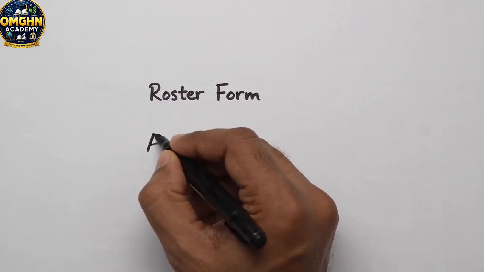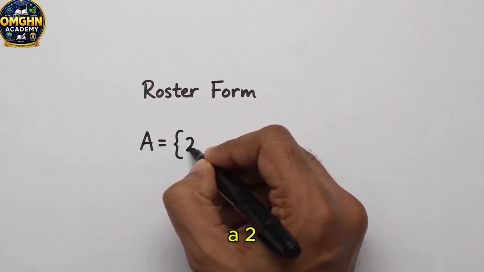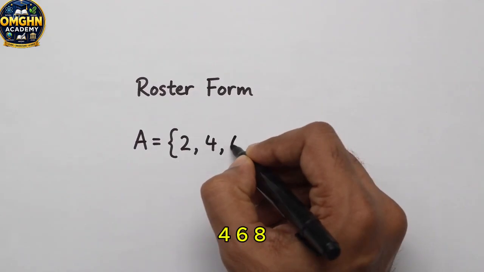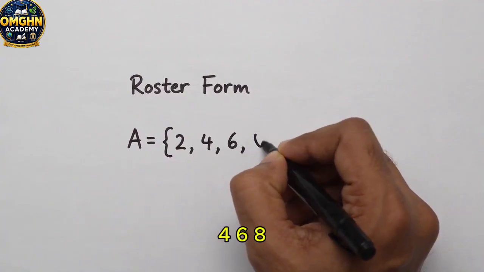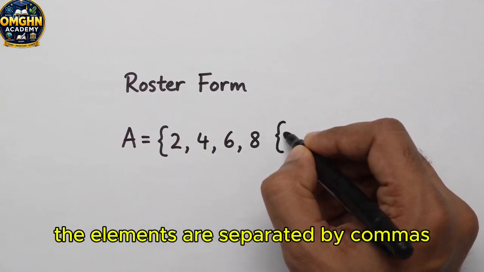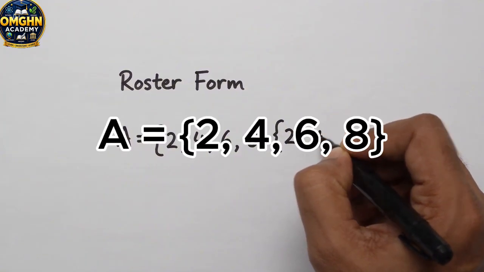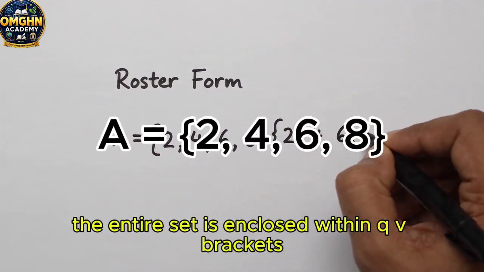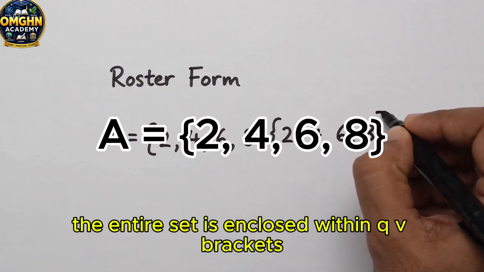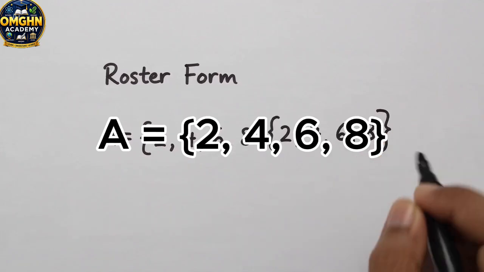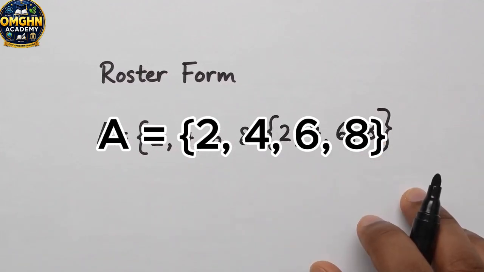Observe carefully. A = {2, 4, 6, 8}. The elements are separated by commas. The entire set is enclosed within curly brackets. Please pause and write these notes.